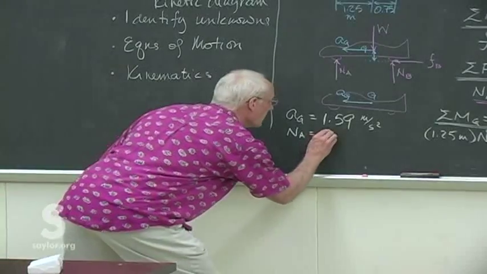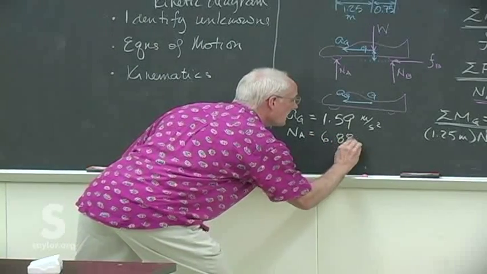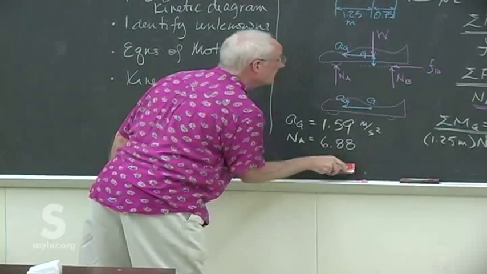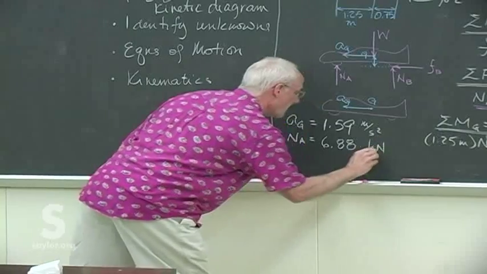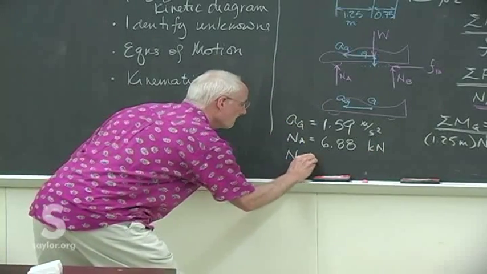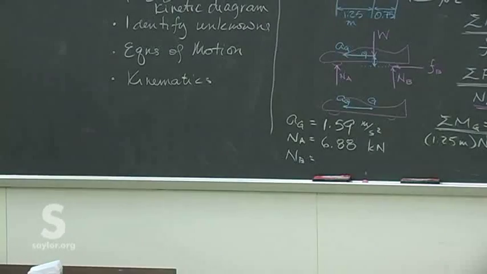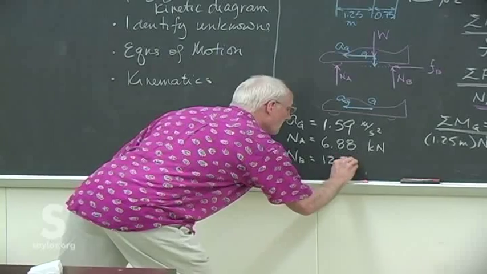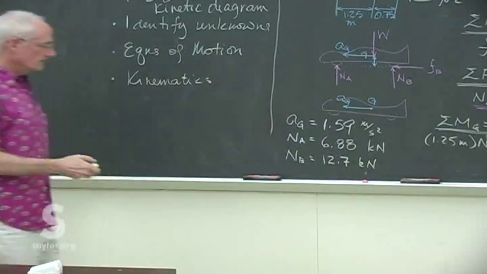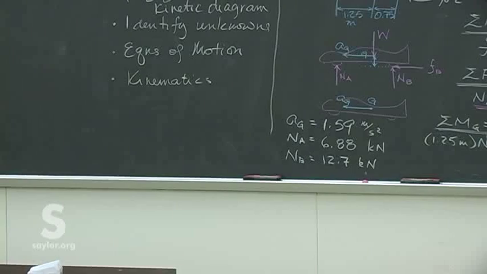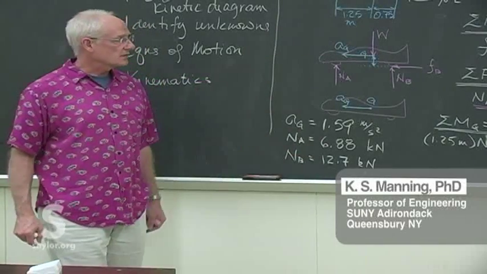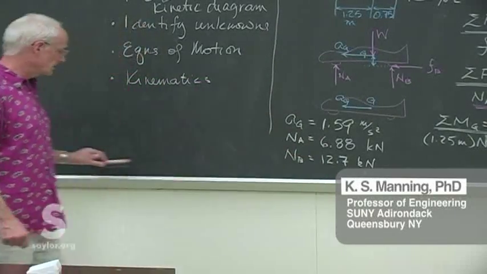NA is 6.88. That would be kilonewtons. Pretty light car if it was newtons. And this is just the algebraic solution of that system of equations, is 12.7. That's part of the reason for having the center of gravity more near the back of the car, more near the drive wheels. It does make NB bigger, which increases the force of friction, which increases the acceleration.